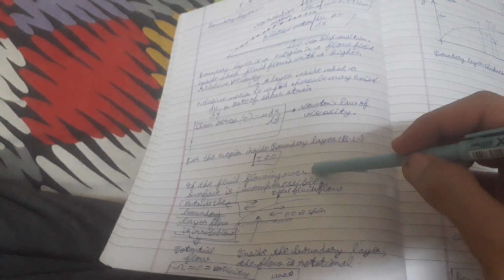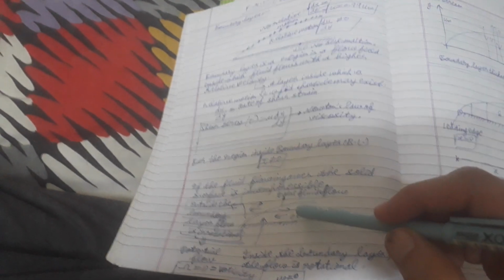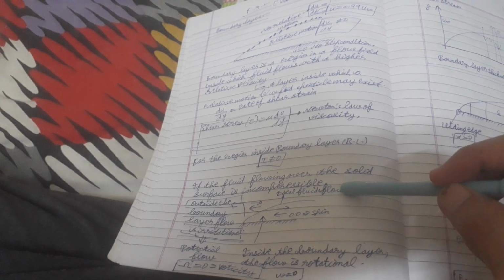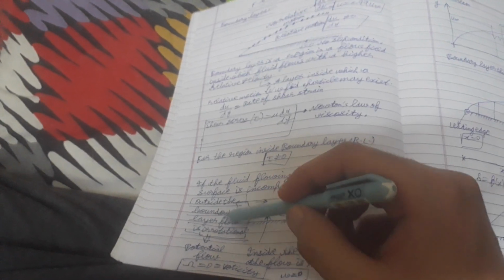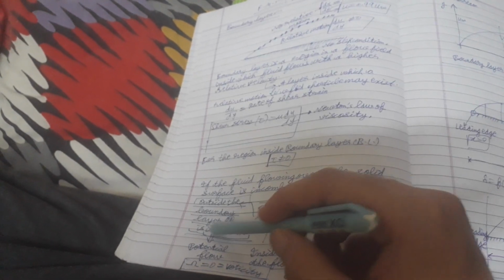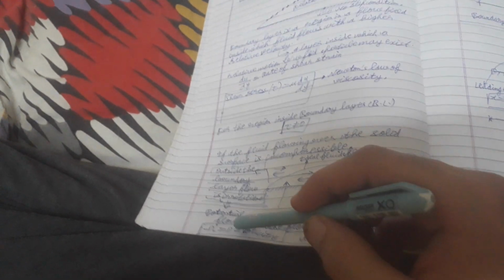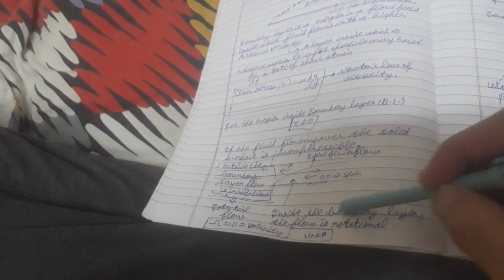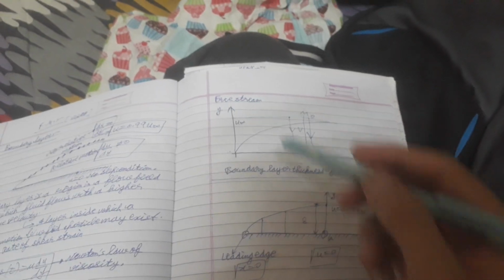If the fluid flowing over the solid surface is incompressible, then tau equal to 0 implies zero spin. This is ideal fluid flow. Outside the boundary layer, the flow is irrotational, which implies potential flow: tau is equal to omega is equal to 0. Inside the boundary layer, the flow is rotational, omega is not equal to 0. Here u infinity is the free stream velocity.